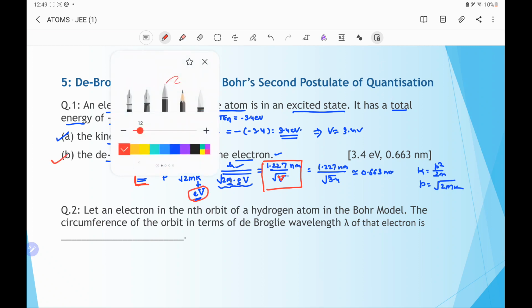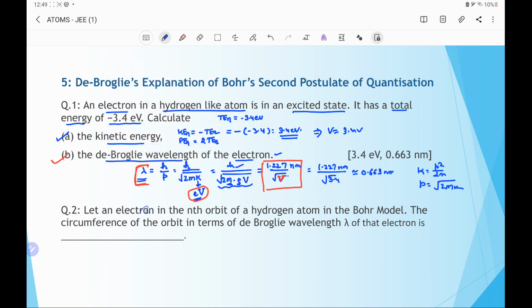Now, question number 2. Let an electron in the nth orbit of the hydrogen atom in Bohr model. The circumference of the orbit in terms of the de Broglie wavelength of that electron is. It already we have discussed that circumference is given by 2 pi Rn for the nth orbit, and it is integral multiple of the wavelength of the wave associated with the moving particle. So circumference is n into lambda n. This is the answer.